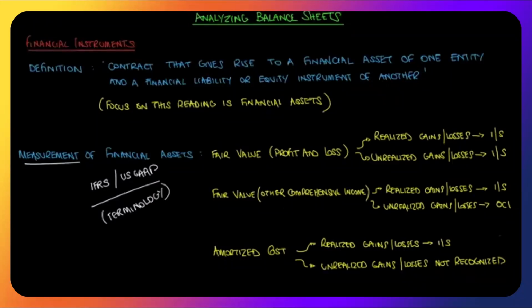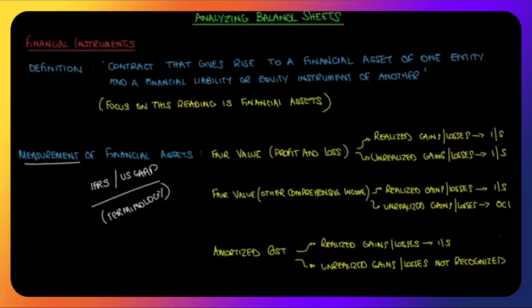So that's why we've just started here without mentioning the two sets of standards and said, look, these are treatments. We've got fair value in profit and loss, fair value in other comprehensive income, and amortized cost. Both sets of standards use them. US GAAP just gives them different names, which we'll see shortly. But let's see how they work to begin with.